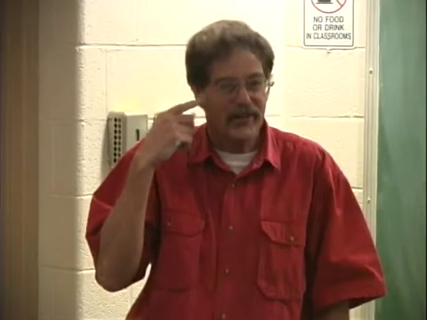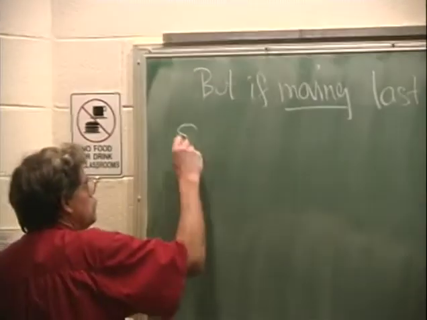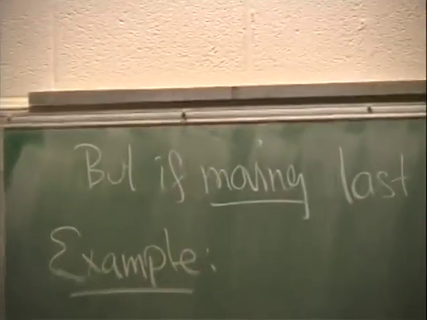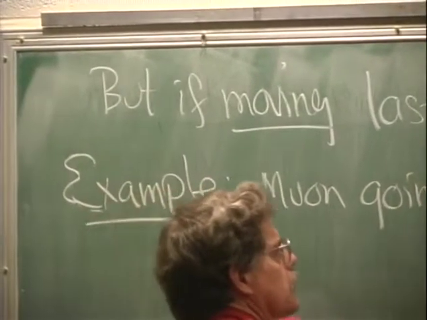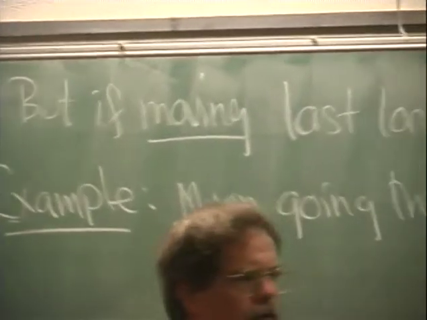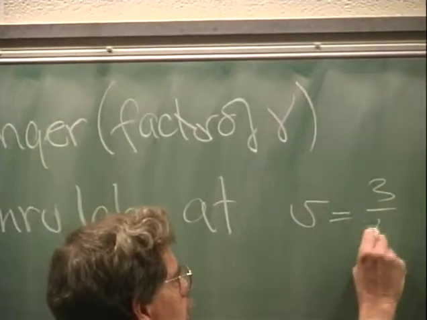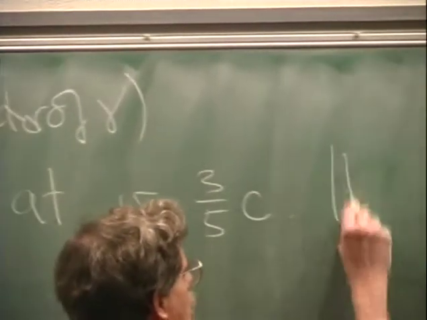You didn't live longer, by the way. You lived slower. You didn't think any more thoughts than the guy on the ground did. You just thought them slower. Where was I? Example. Suppose that a muon is going through the lab at, let's say, v equals 3/5 the speed of light. How long does it last?